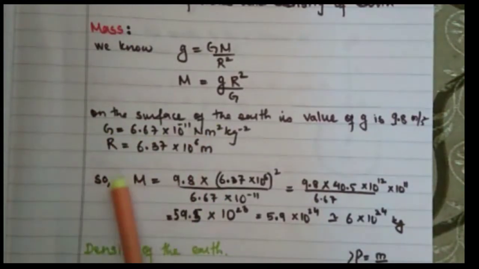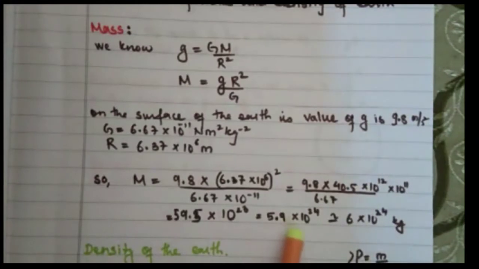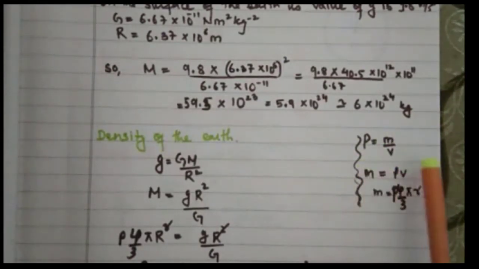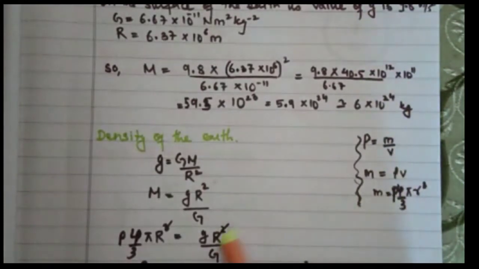Now when you put the values out here, where m is the mass of the earth, it will come as 5.9 into 10 to the power 24 kg, and it is nearly equal to 6 into 10 to the power 24 kg. We know density is mass by volume, so mass is density into volume, and the volume of a sphere is 4 by 3 pi r cube. Now we'll use the same concept over here.